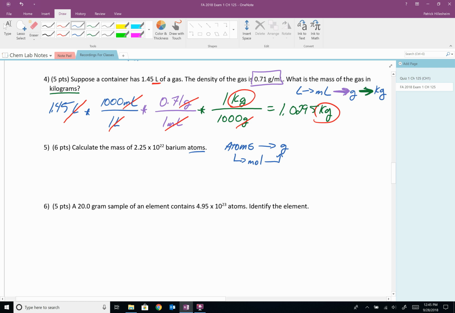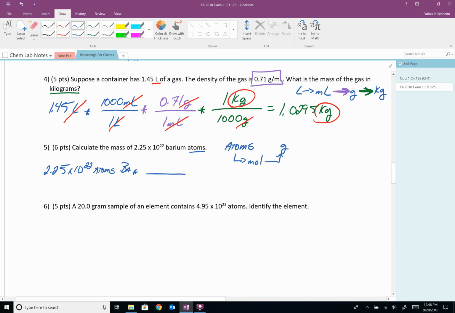Or let me clarify here. The way I'm going to go is from atoms to moles, moles to grams. There is another way to do it, but I think this is the one that maybe makes more logical sense to me at least. So atoms to moles. Let's get this set up. So 2.25 times 10 to the 22 atoms of barium.